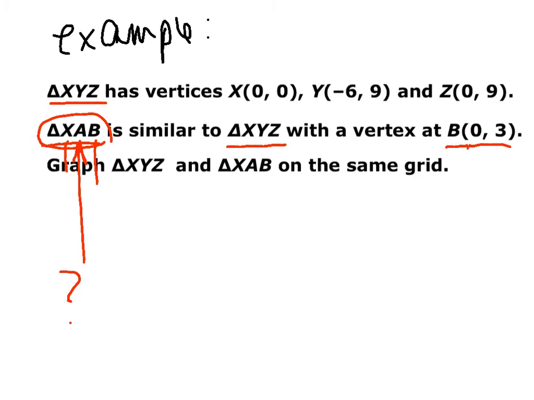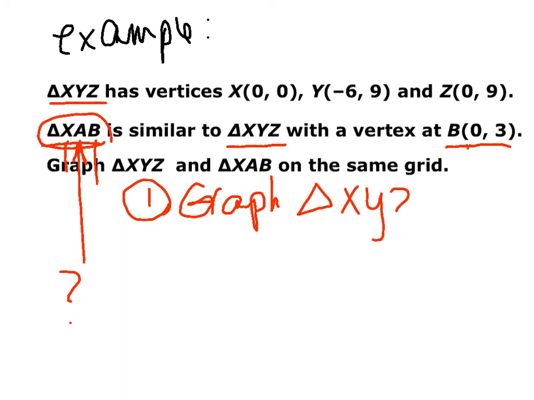First of all, we can set up a proportion to compare the similar sides. First, we're going to graph triangle XYZ and then draw line segment XB. So if we graph this triangle and then draw this line, we'll be able to figure out where the point A goes. Let's get an x-axis and a y-axis. You might have to rewind a little bit to figure out where to put your points.